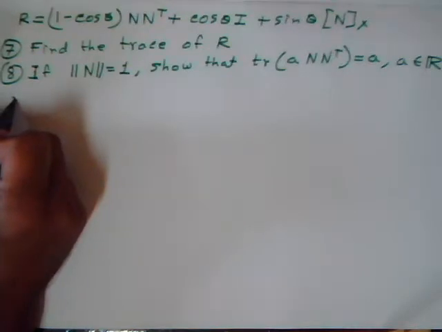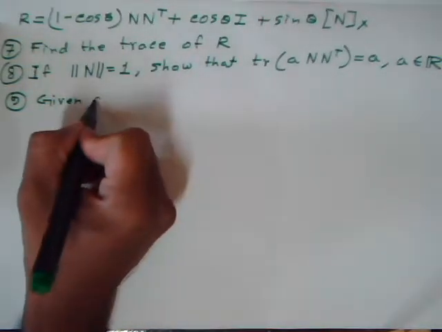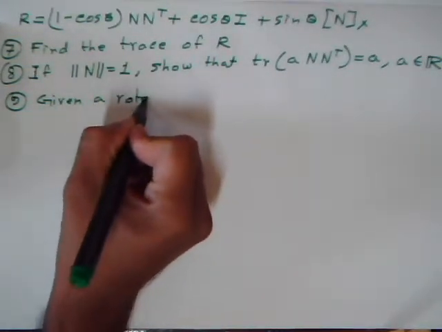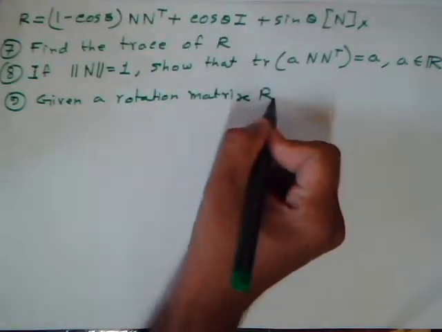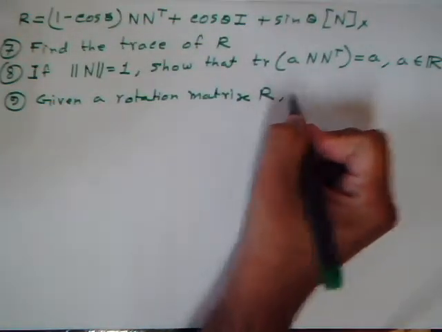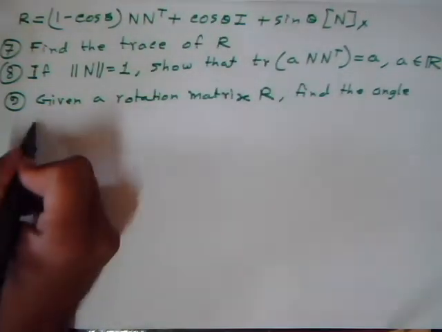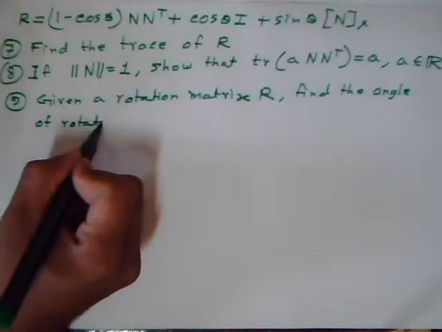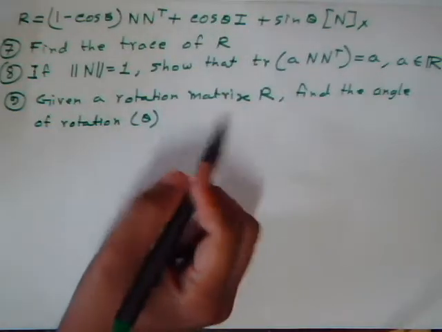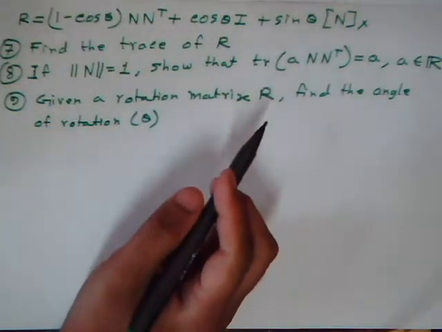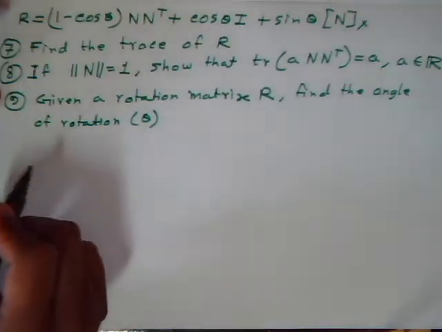Next question number 9 for you is given a rotation matrix R, find the angle of rotation, that is theta, in terms of the elements of R. How will you do that?